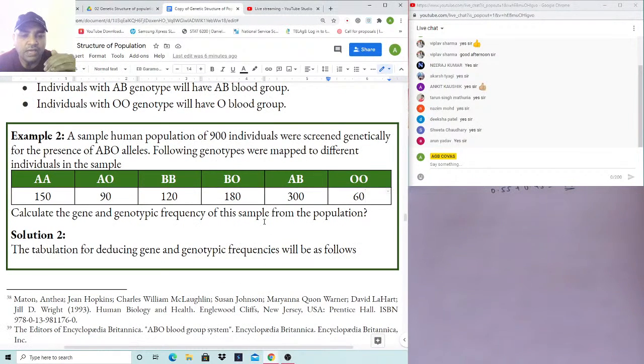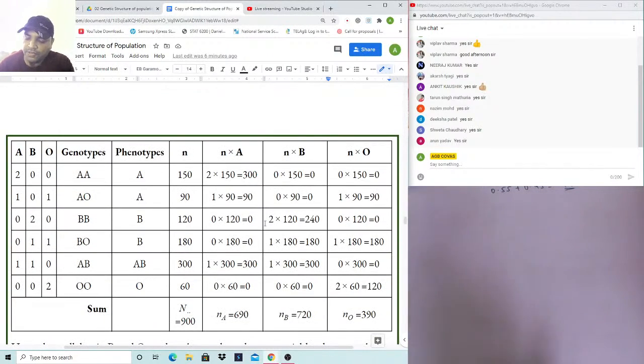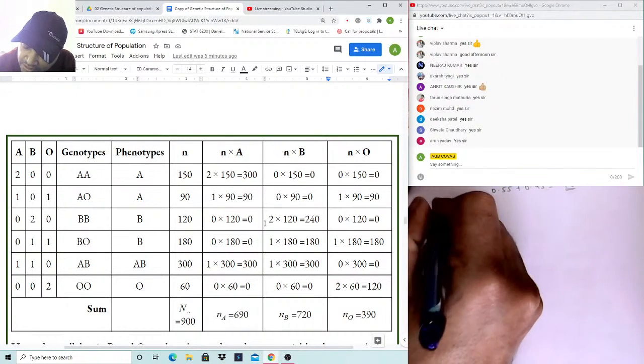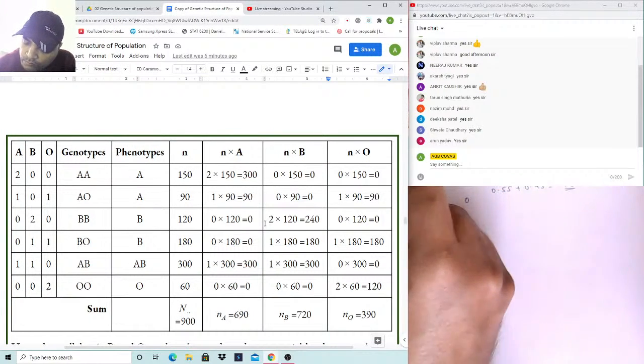So now we have to find out the allelic as well as the genotypic frequency in this case. In the earlier example, we had only A and B alleles, but here we will have three alleles: A, B, and O. So how will we do this? Instead of two dummy variables, we will have three dummy variables. One will be A, the other will be B, and the third will be O.